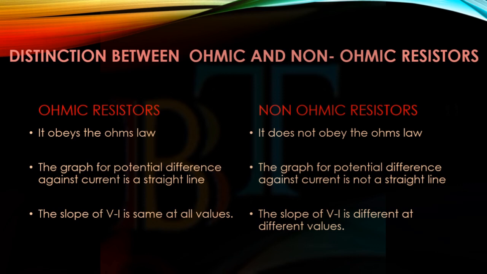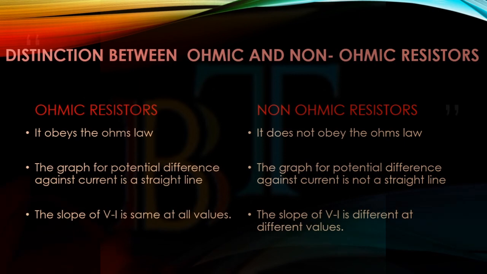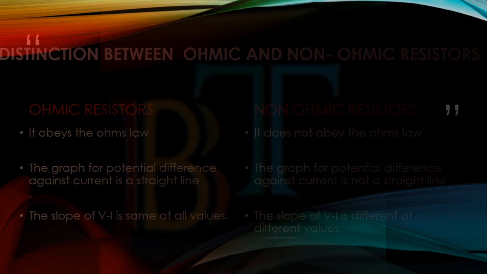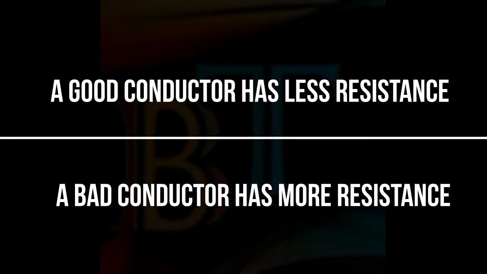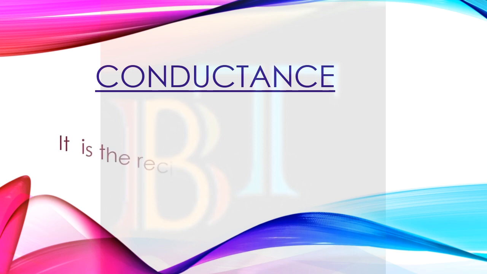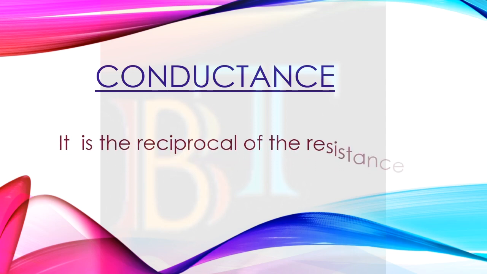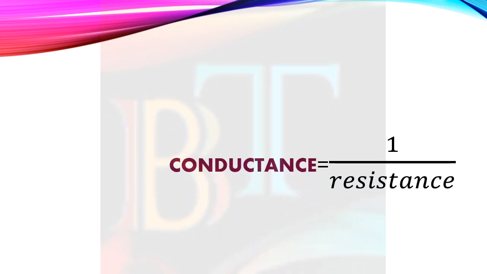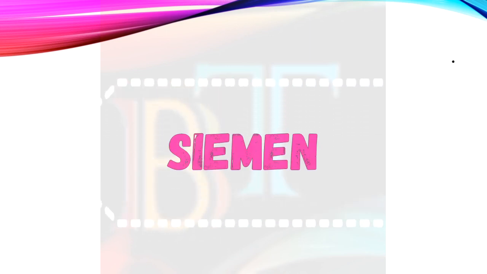Now, if a conductor has high resistance, it has less conductance, or a good conductor has less resistance and a bad conductor has more resistance. So, the reciprocal of resistance is called conductance. That is, conductance is equal to 1 by resistance. And the unit of conductance is ohm inverse, or it is also called Siemens.